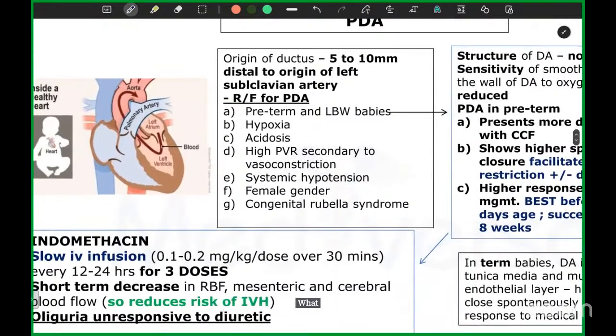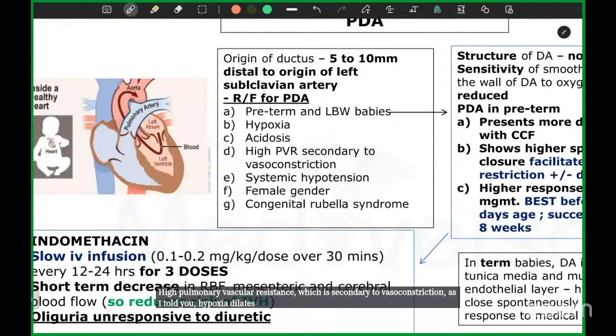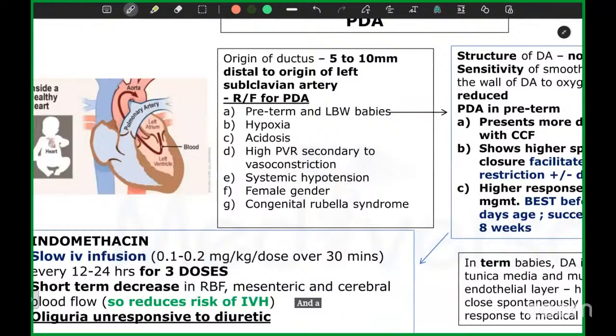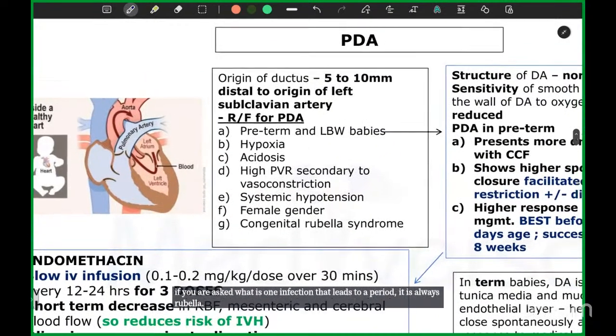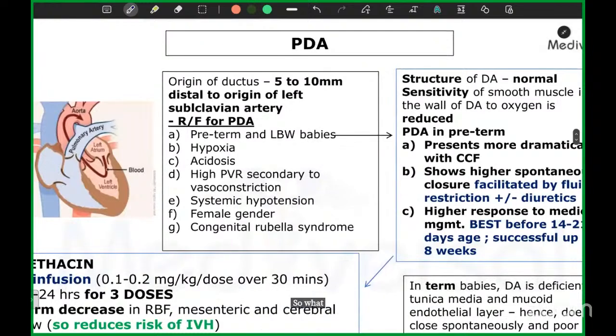What are the risk factors? Hypoxia, acidosis, high pulmonary vascular resistance, which is secondary to vasoconstriction. As I told you, hypoxia dilates everything but constricts your lung. And a very, very famous question, congenital rubella syndrome. So if you are asked what is one infection that leads to a PDA, it is always rubella. So these are the risk factors for PDA.